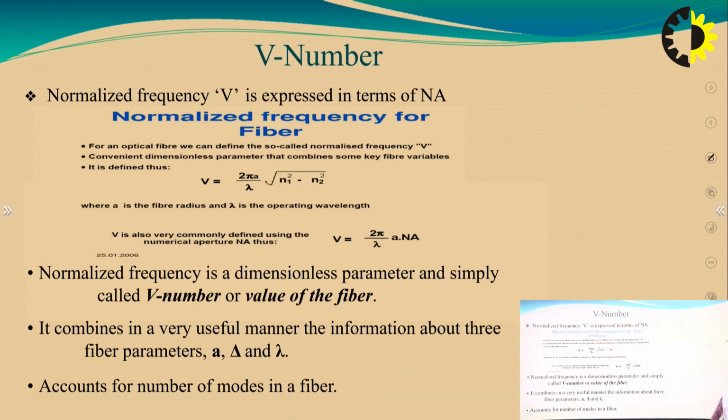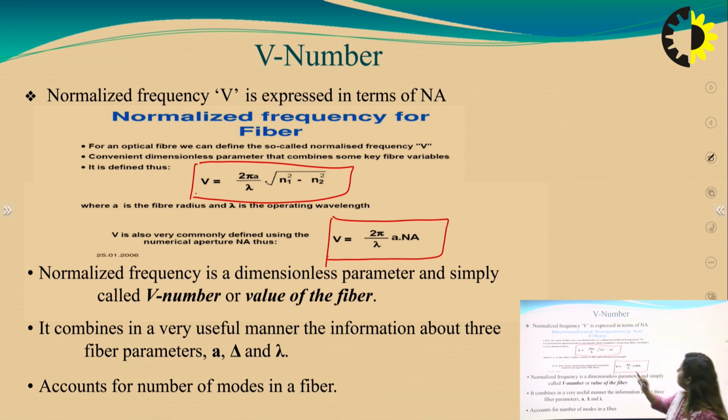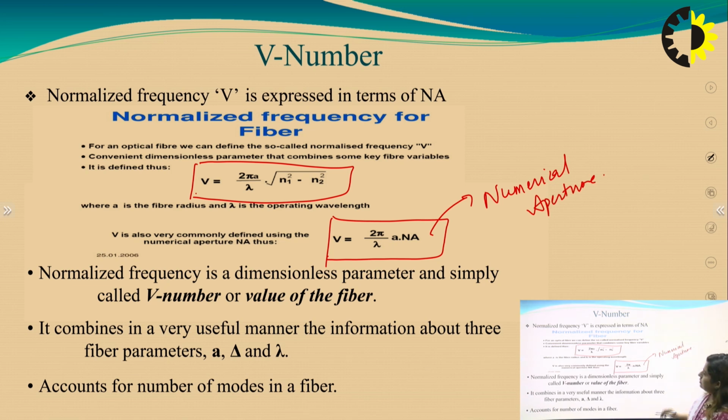So, what is V number? V number is basically the normalized frequency, which is expressed in terms of numerical aperture. So, V number can be described as 2 pi by lambda into A into under root N1 square minus N2 square, or it can also be represented as V equivalent to 2 pi by lambda into A into NA, where NA is the numerical aperture. Normalized frequency is a dimensionless parameter and simply it is called V number or V value of the fiber.